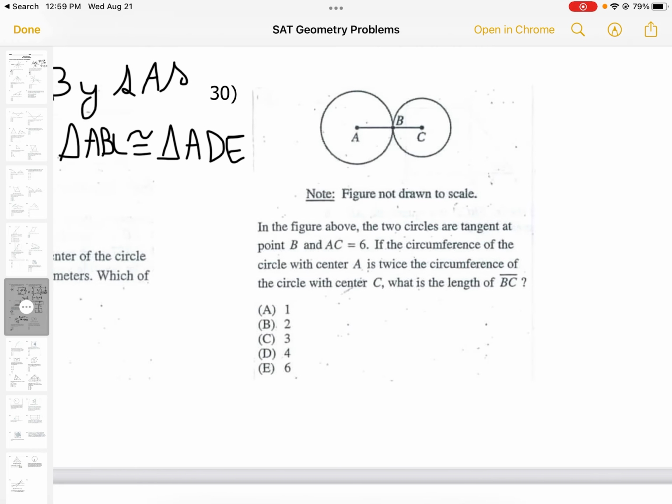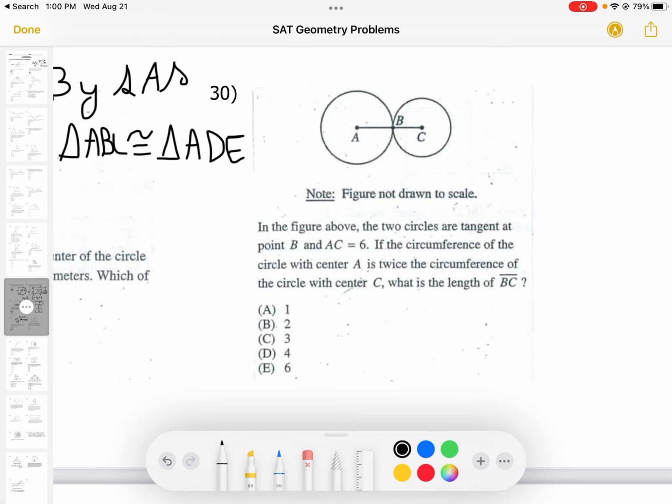Okay, number 30. Let's see. In the figure above, the two circles are tangent at point B, and AC is 6. If the circumference of the circle with center A is twice the circumference of the circle with center C, what is the length of BC?